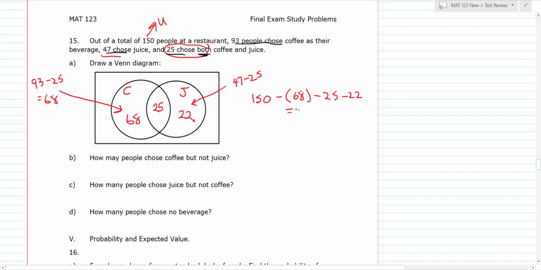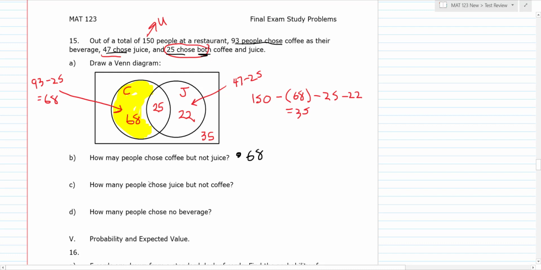So that would be 35 left over. So that would be outside right there. All right, so what we're going to do is answer questions about this. It says, how many people chose coffee but not juice? That would be these people right here, the people who had a cup of coffee but didn't also have juice. So that would be 68.